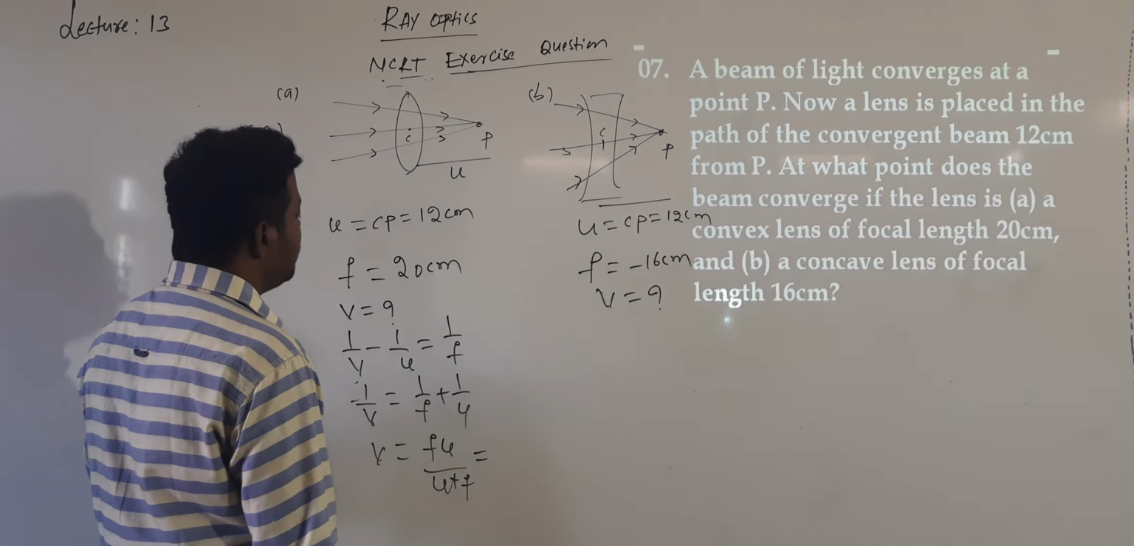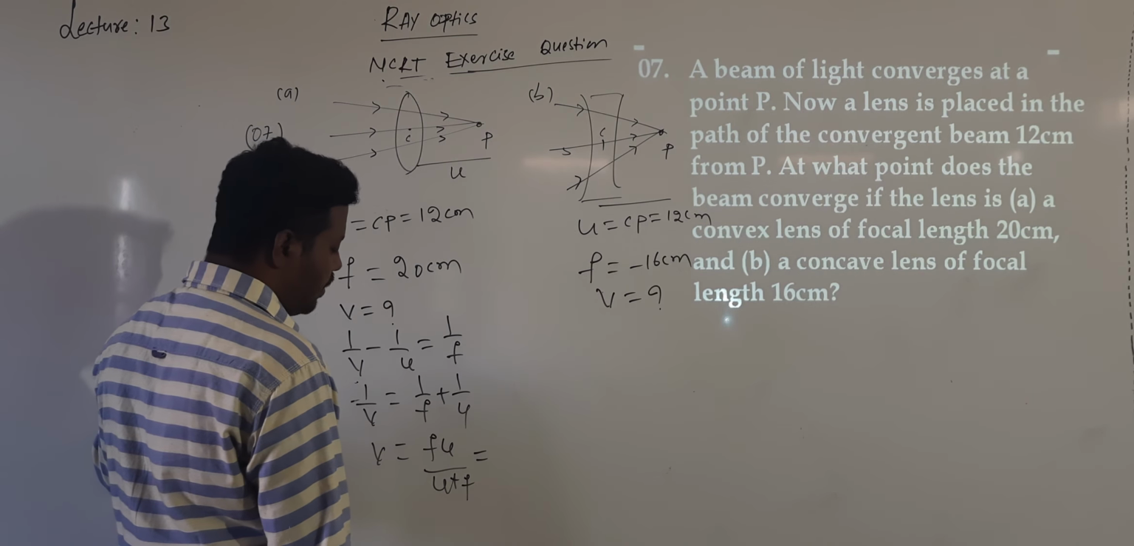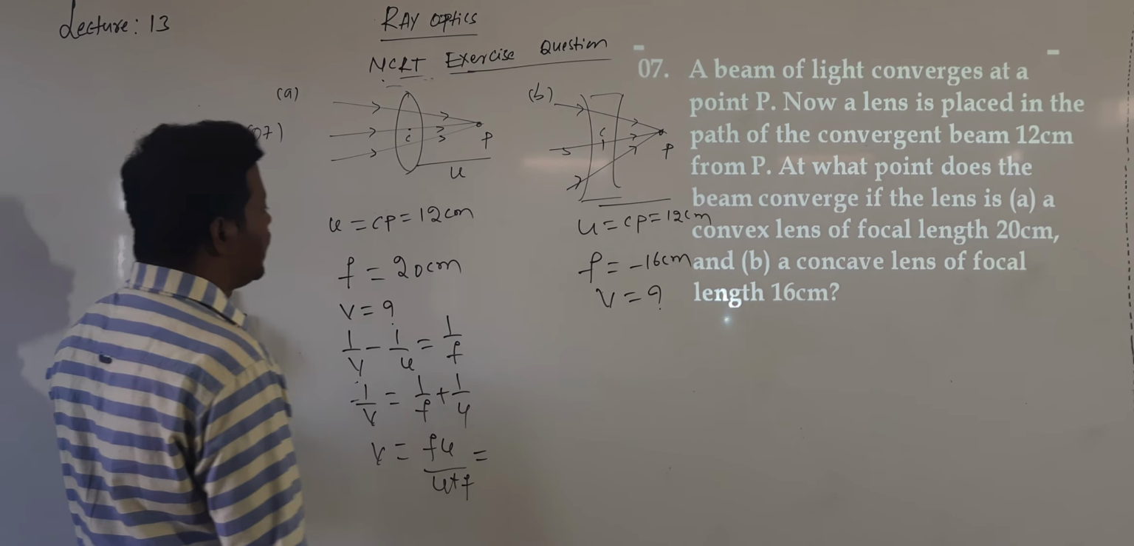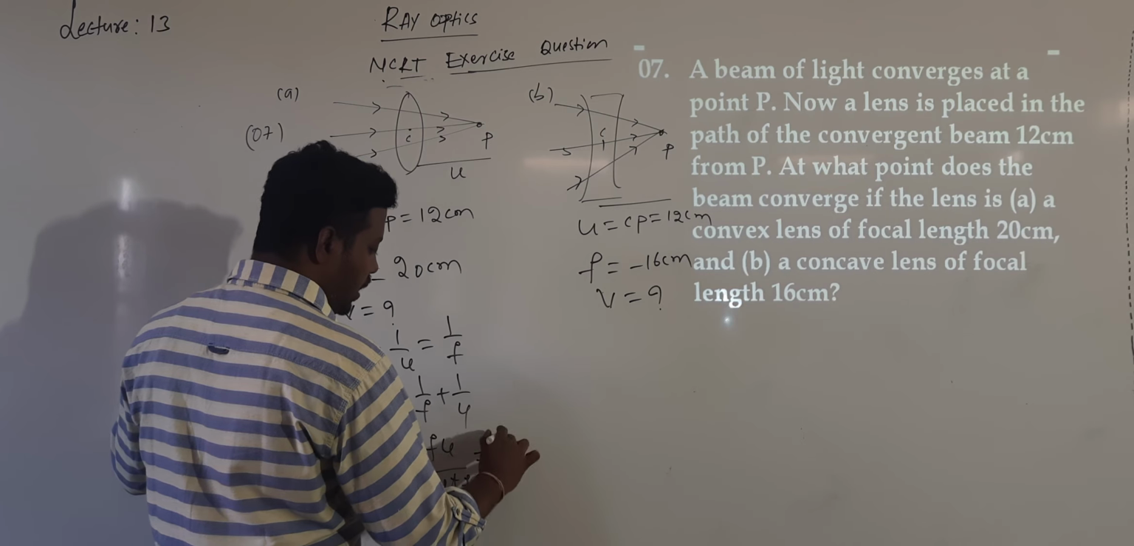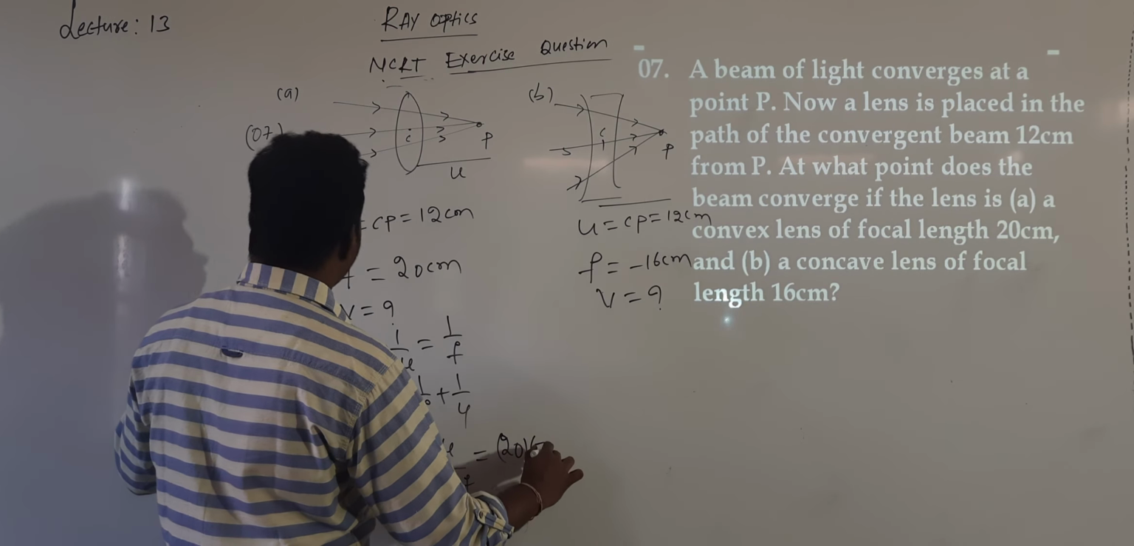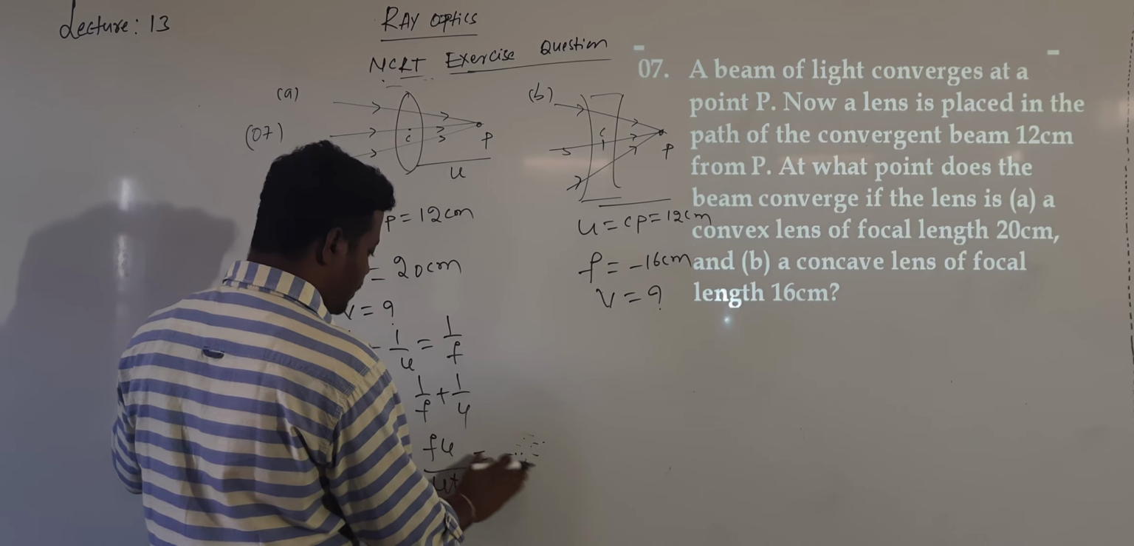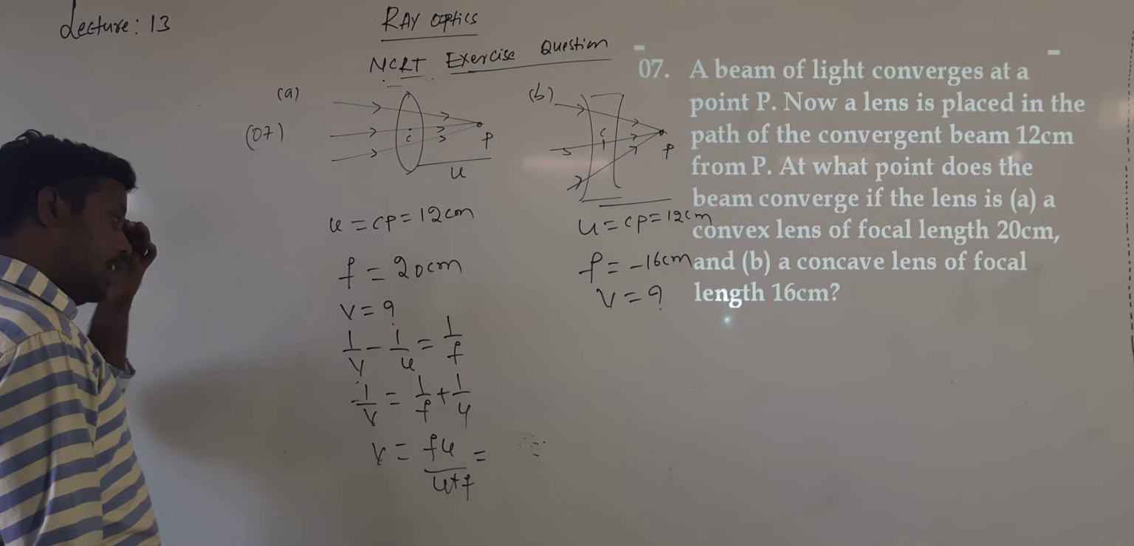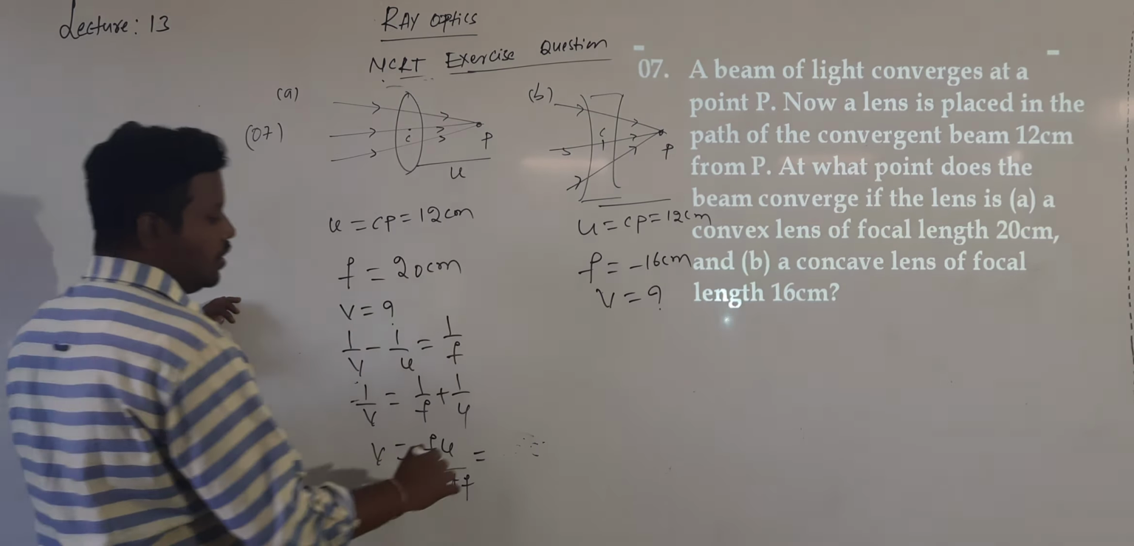So, what is the F value? Now substituting the values. F value is 20, into 12. The U value is plus only here. Focal length value positive, V value also positive. So what will I get as the answer? 12 into 20 divided by 32. Correct? So the 4 table it will go. 4 3s are 12, 4 8s are 32. Again 4 table, 4 2s are 8.